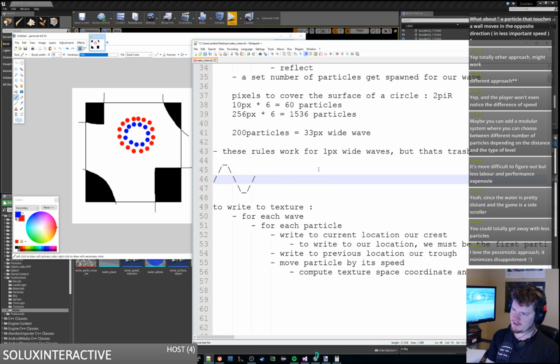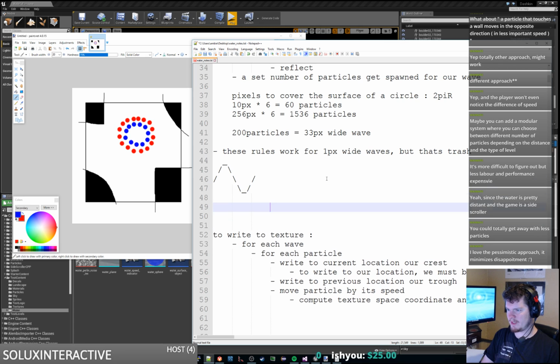So we basically have like the particle has a width, and we need to write to the texture. Basically, we need to write this entire continuum. So compute start of wave. To actually write our texture, we need to write the line along which this would be.